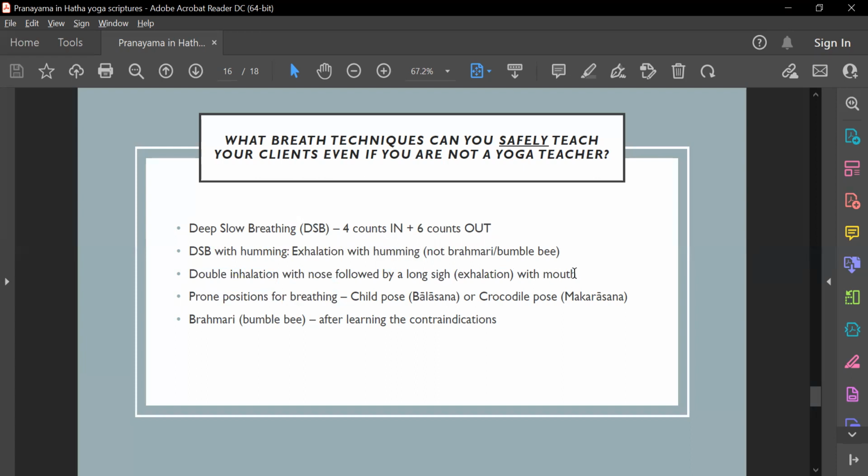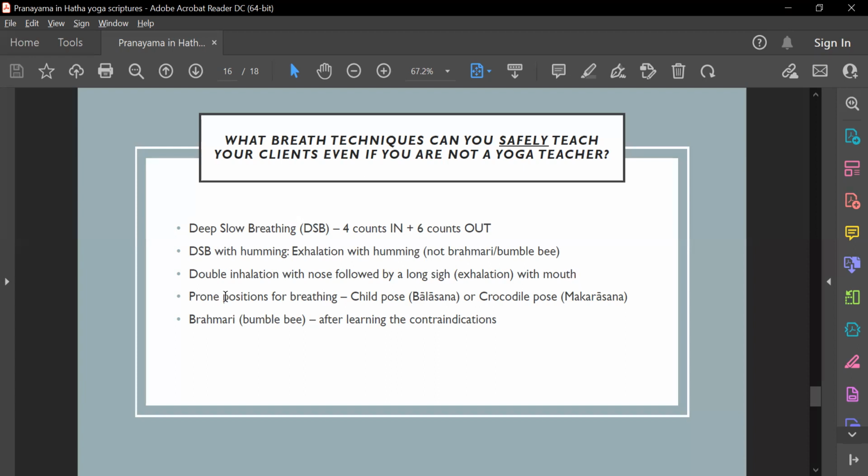So this also is based on a lot of case studies where the participant had a lot of anxiety symptoms. And this is called the physiological sigh, the double inhalation followed by a long sigh with the mouth. So this significantly reduced all of the anxiety related symptoms.